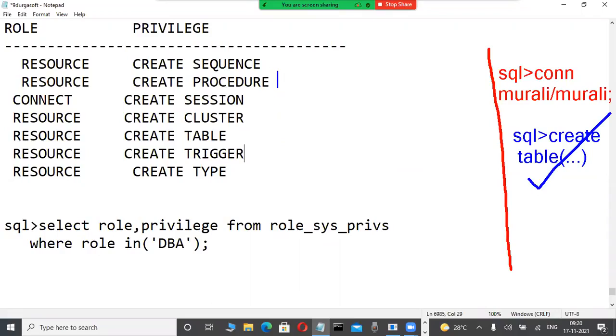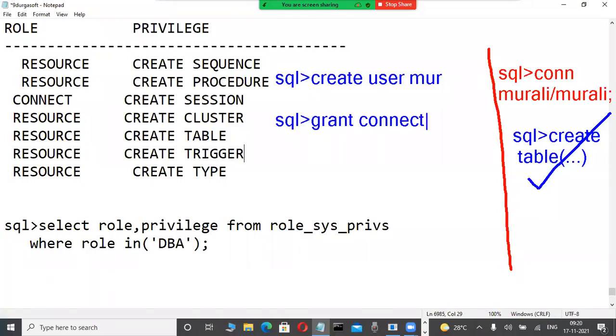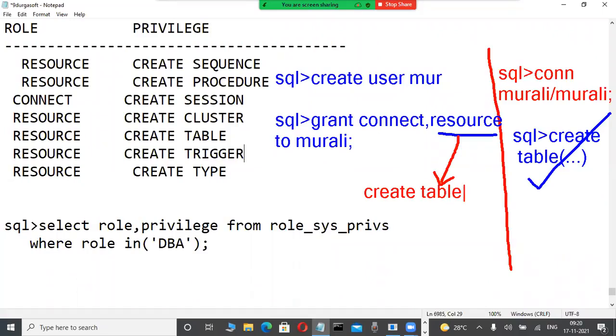In this case my database administrator creates a user like this: create user Murli identified by password, and after that grants connect and resource roles to the username Murli. That's why, in this resource role, which privilege is already there? The create table system privilege is there. That's why this user is allowed to create a table.